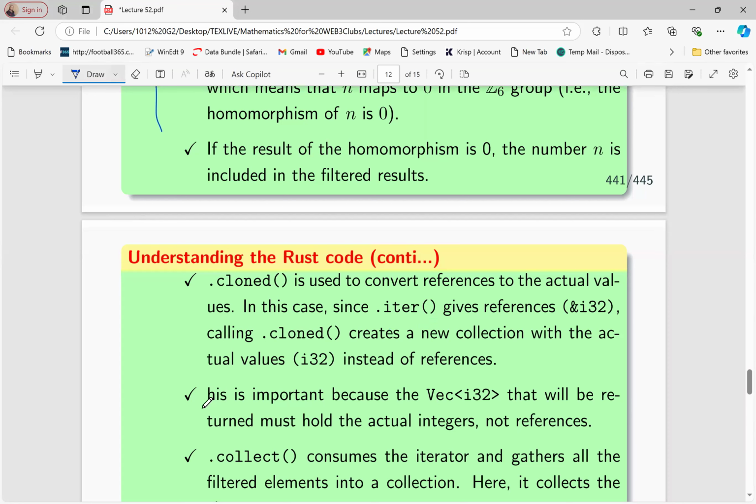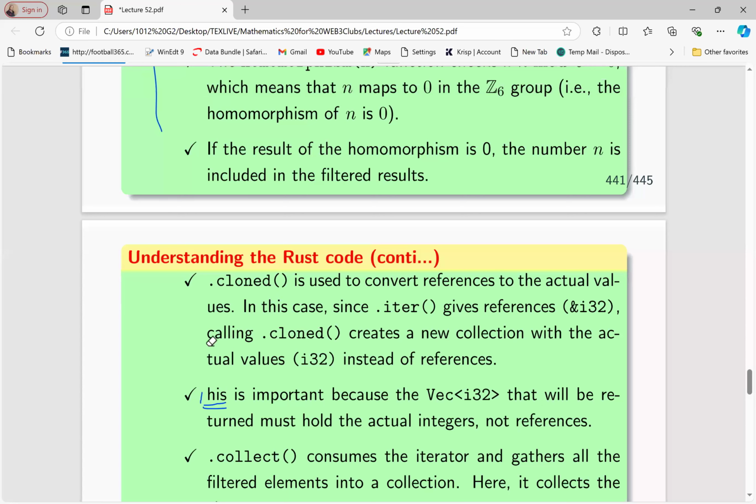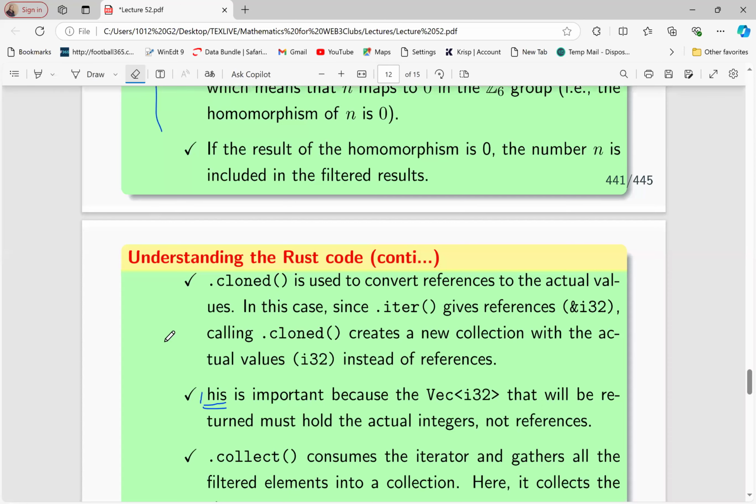Now this is supposed to be this. It's supposed to be this. This is important. Let me just write it properly there. This is important because the vector of i32 that will be returned must hold actual integers, not references. So that is the explanation here, the importance of cloning.